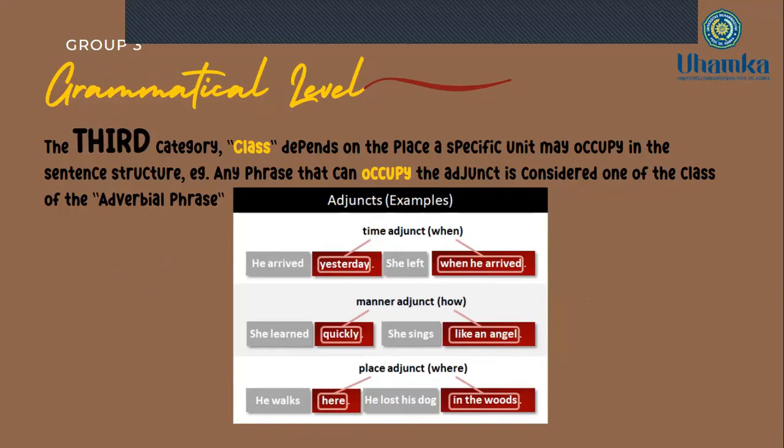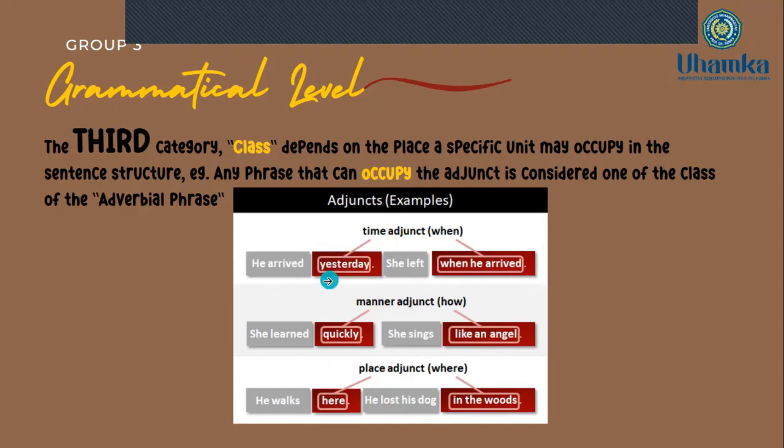The third category is class. It depends on the place a specific unit may occupy in the sentence structure. For example, any phrase that can occupy the adjunct is considered of the class of the adverbial phrase. For example, here, he arrived yesterday. She left when he arrived.